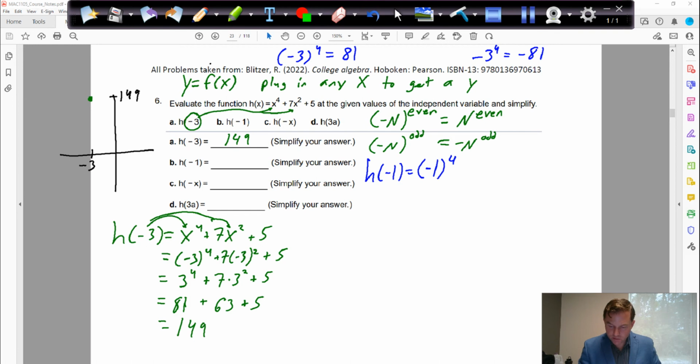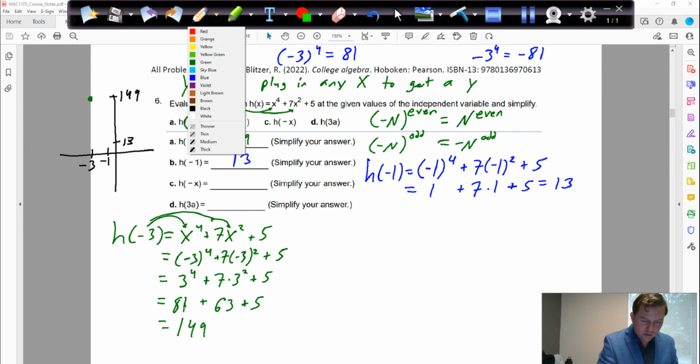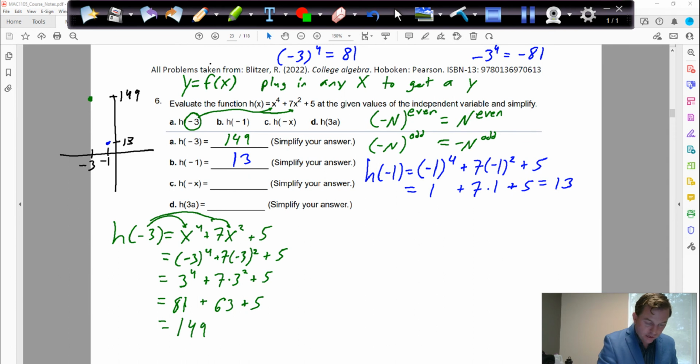Okay, so this is going to be plus 7 times minus 1 squared, plus 5. This is just going to be 1, 7 times 1, and that's going to be 13. So we have another point when x is minus 1, and we have, because of the scale, 13 here. So we have a blue dot at minus 1, comma 13.